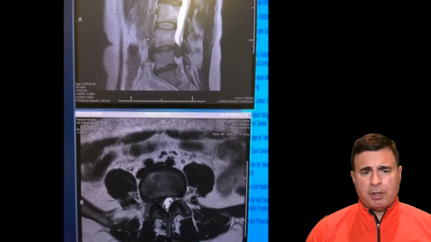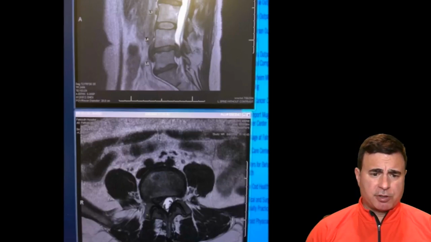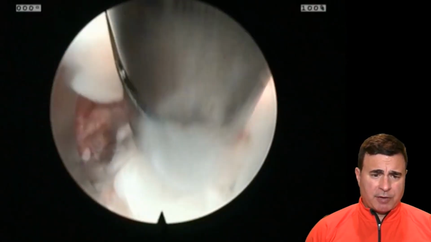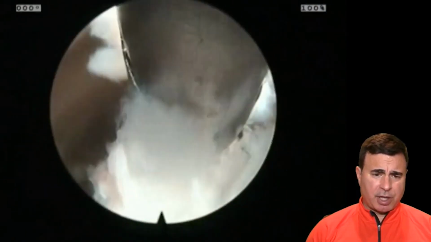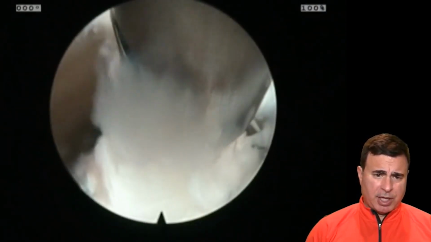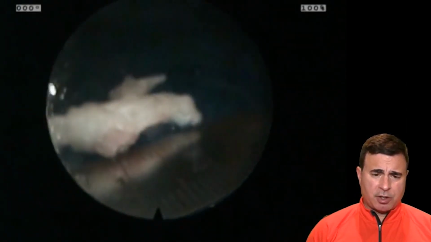So when it all comes together, this can be a very rewarding procedure. In this example, this is a very large extruded fragment. At L4-5, the patient had a foot drop. The fragment itself was so large that I had to remove the endoscope and the pituitary all as one unit because it just wouldn't fit through the endoscope. And here is a 2-centimeter fragment.